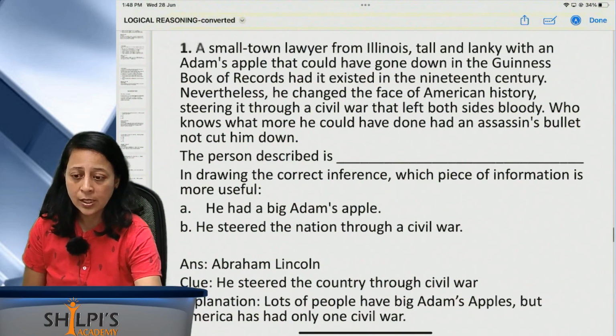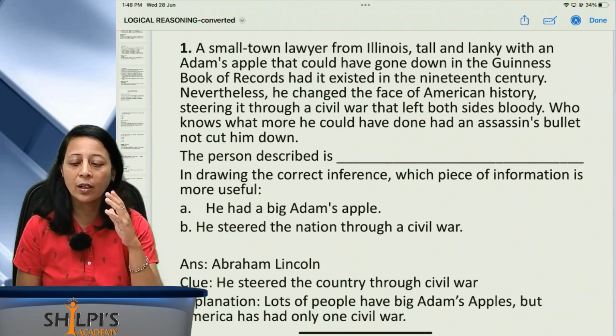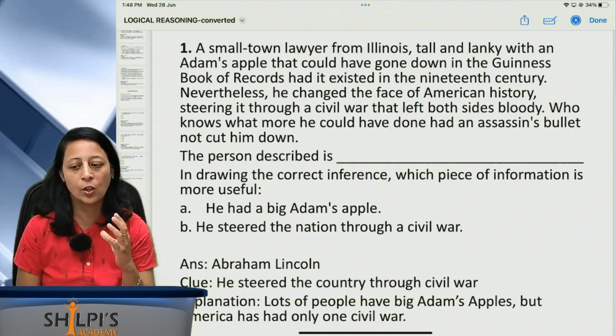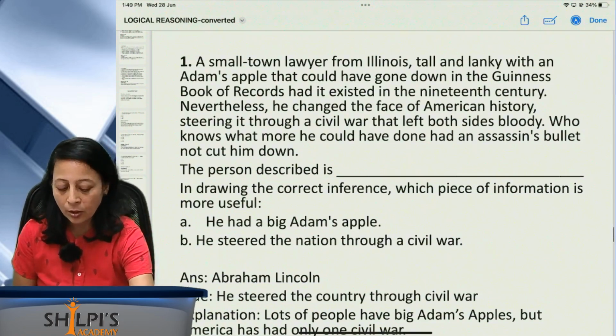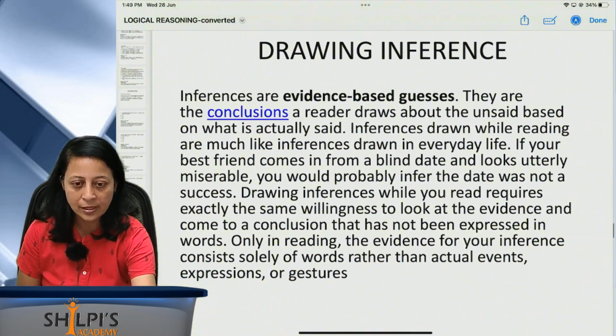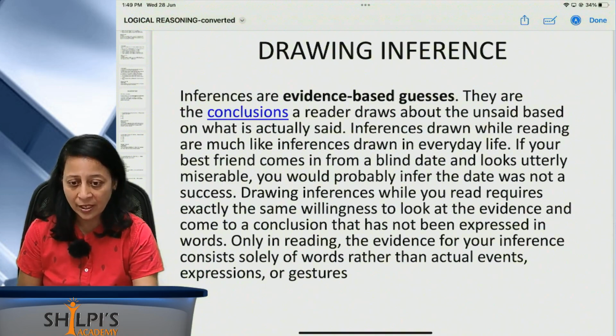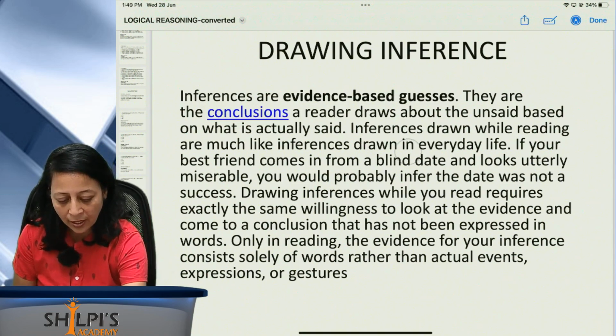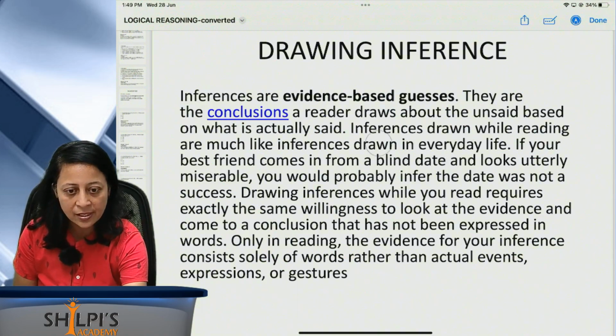Okay. So this has got something not like our drawing the conclusions that we saw earlier. It is something out of real life. If you could see, the word has been clearly mentioned here. Can you all see that? Inferences drawn while reading are much like inferences drawn in everyday life. Can you see this? Okay.